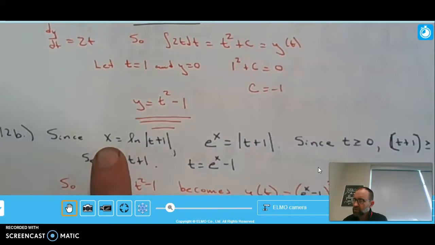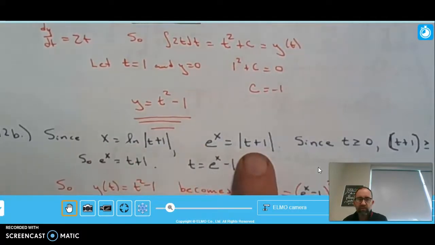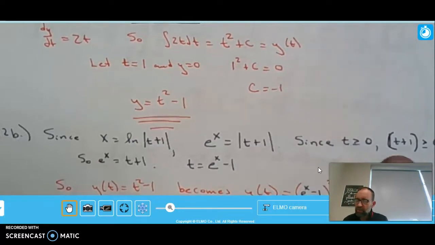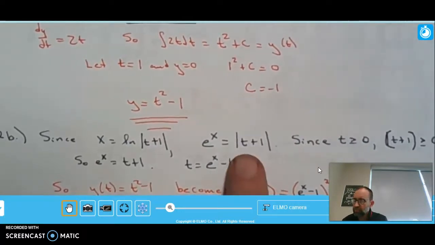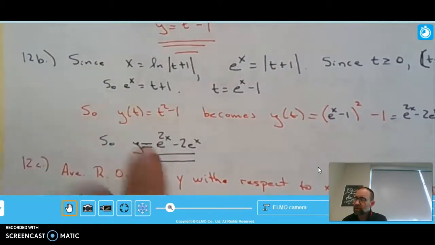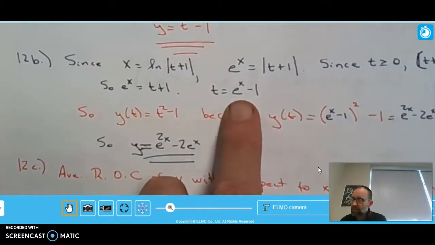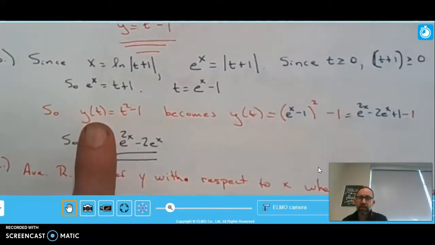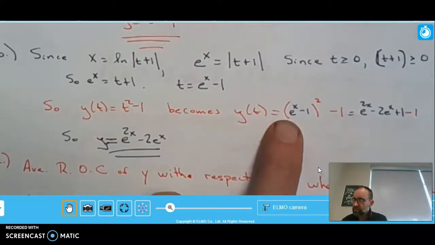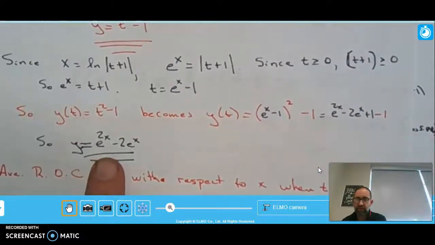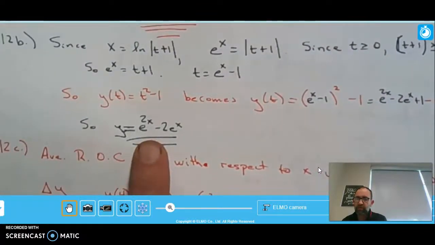I'm going to exponentiate both sides to get this. t is a positive number, they told us in the problem, so t plus 1 will be positive. So I can drop the absolute values, because the absolute value of a positive number is itself. And that gives us what you see here. That means that t will equal e to the x, minus 1. And we can take our equation for y, replace the t with e to the x minus 1, multiply that out, and combine the like terms, which gives us y as a function of x.